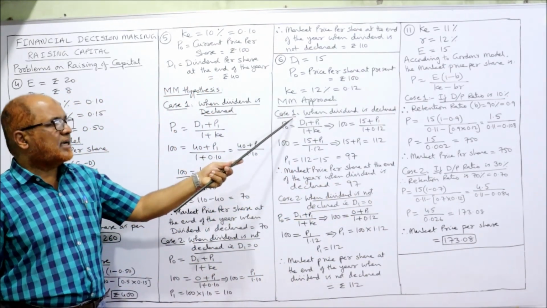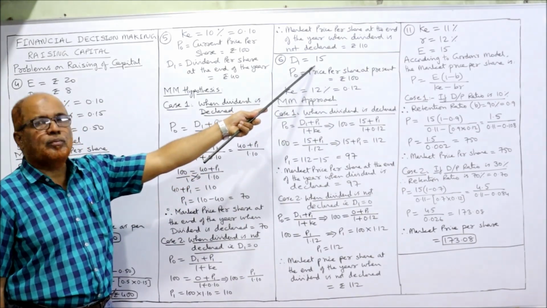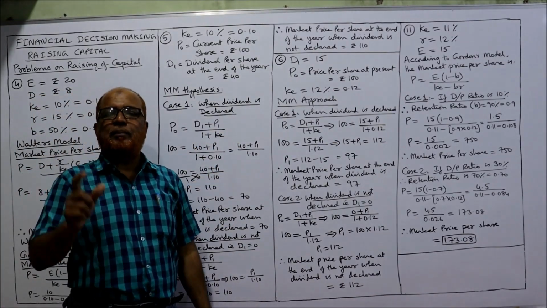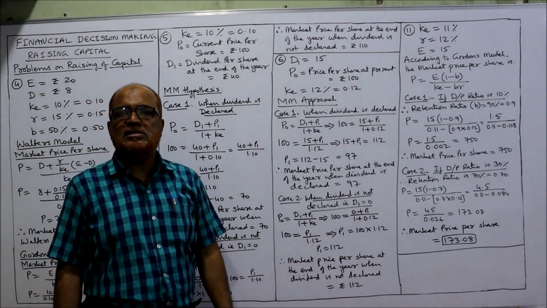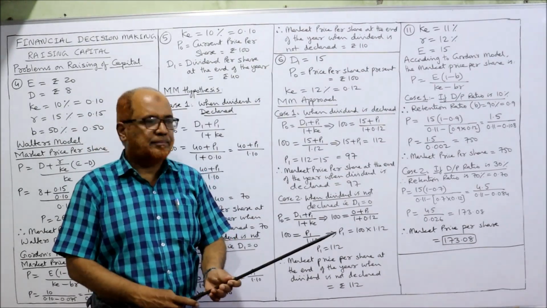Approach. Case 1, when dividend is declared: how much is the dividend? 15 rupees. So in place of D1 we'll take 15. According to the approach, P0 is equal to D1 plus P1 divided by 1 plus Ke. This is the formula.